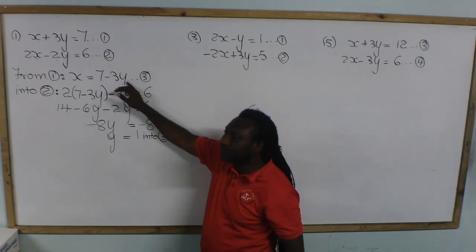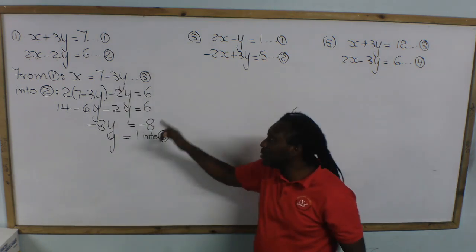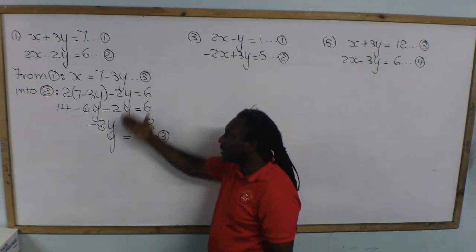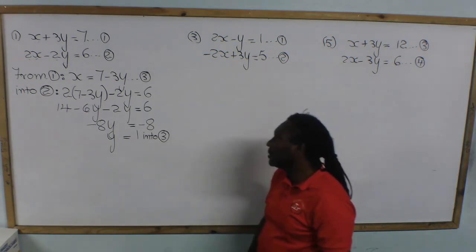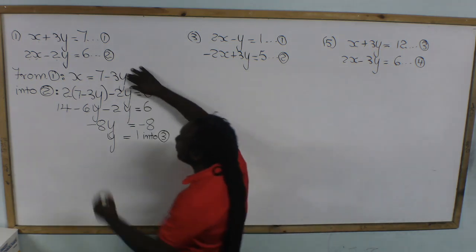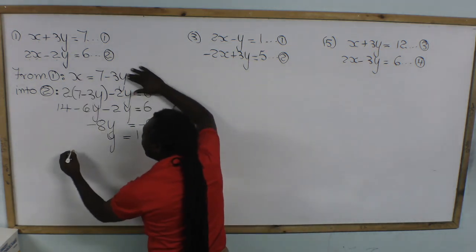If we call this equation, equation 3, and make use of it while we are attempting to find the other unknown. So we will say y is equal to 1. We'll put it into this equation. We will not take it for granted.